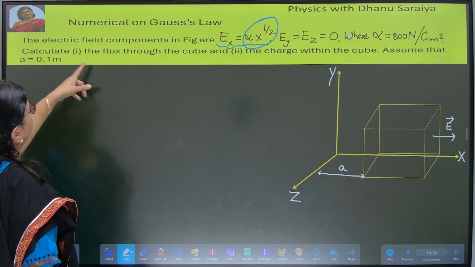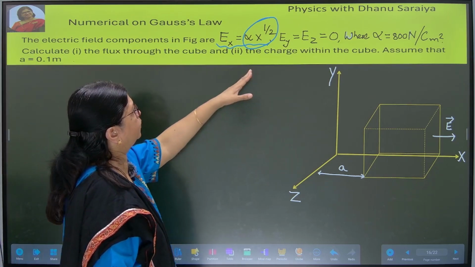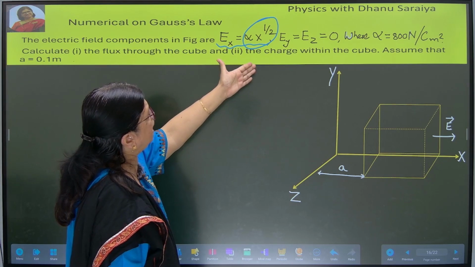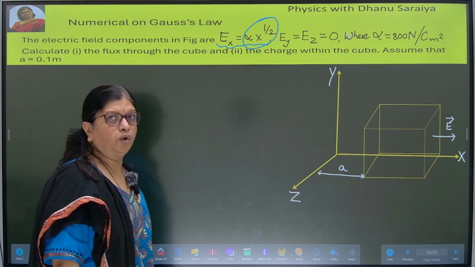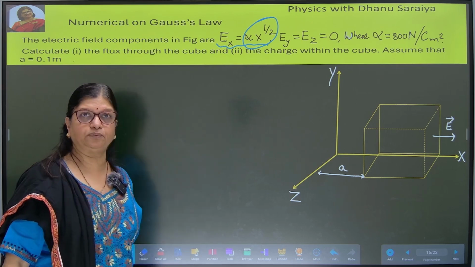Okay. Calculate the flux through the cube. That is the first part of the question. The second part of the question is the charge within the cube. Okay. So in the first part of the question, calculate the flux. Then we will go to the charge within the cube.